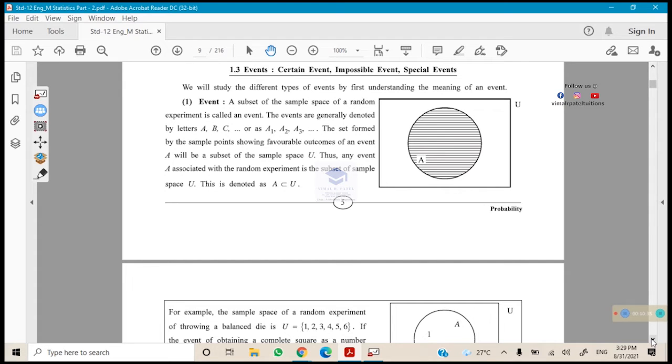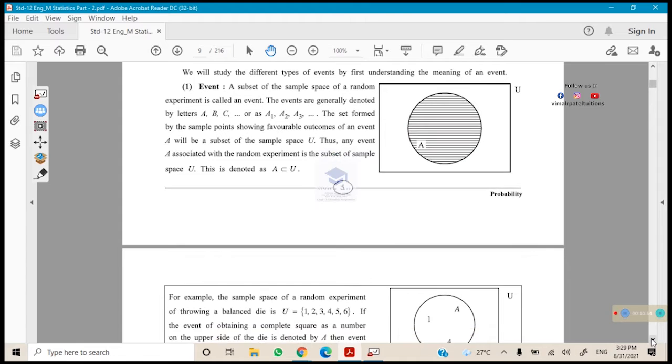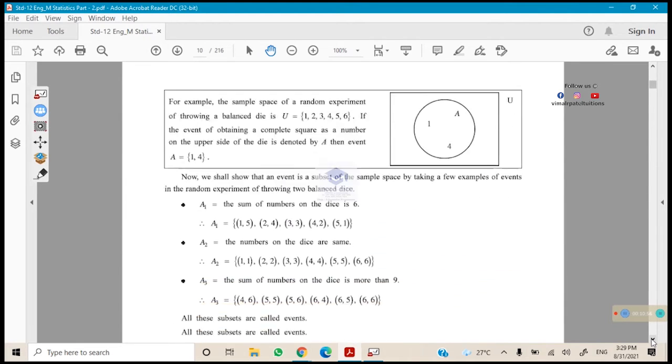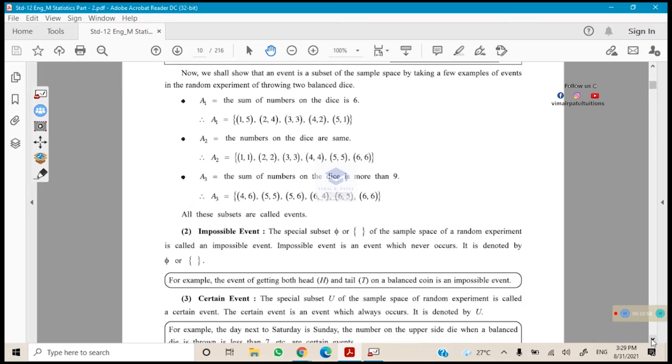Playing cards, drawing one of the cards, getting a red card, getting a black card, getting a face card, getting a number card. So all these are different events. Events are generally denoted by capital alphabets A, B, C, D, or A1, A2, A3, A4, P, Q, R, S, whatever. But generally A, B, C, D.